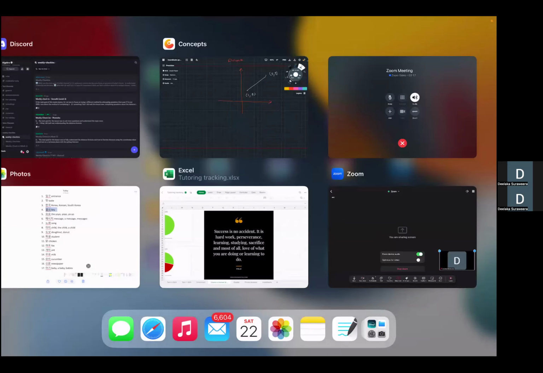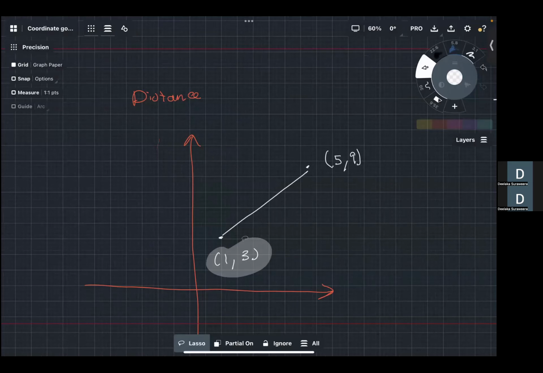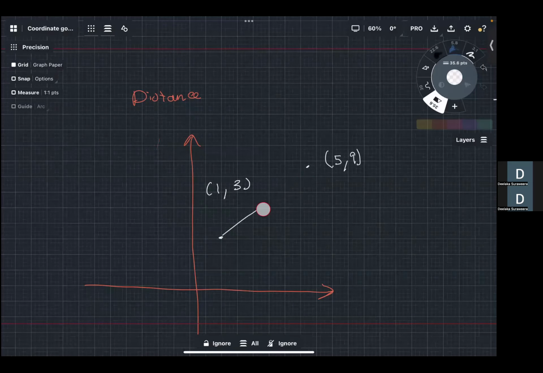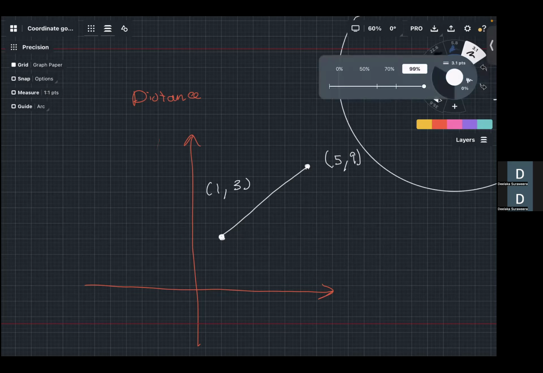Okay, so let's say we want to find the distance between these two points, (1, 3) and (5, 9). Instead of just calculating, let's go through it together how to do this. What's the key idea to start off with? Find the distance. Yep, anyone?